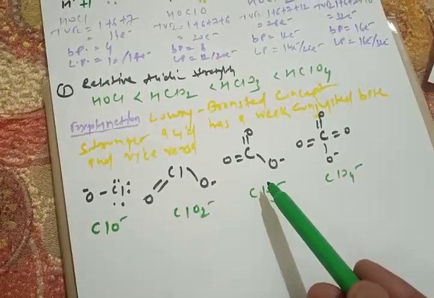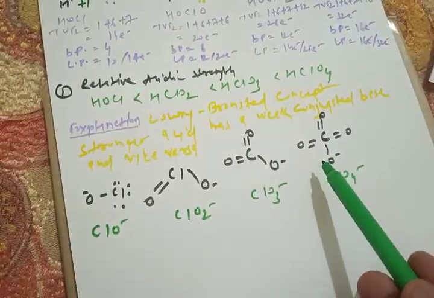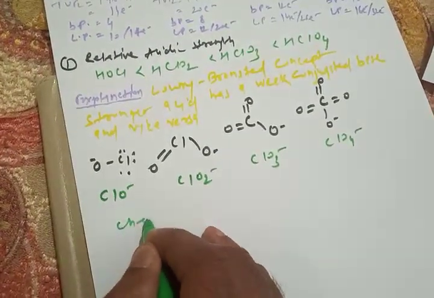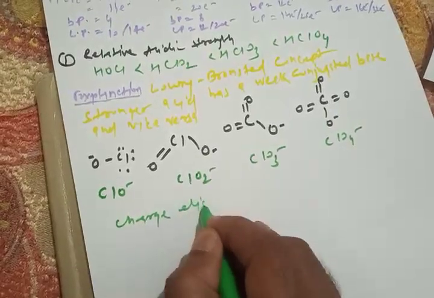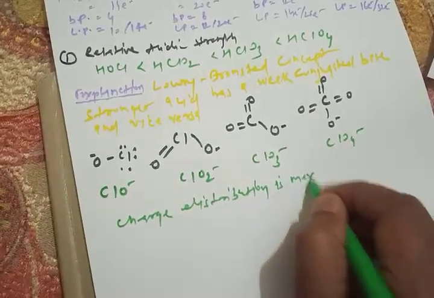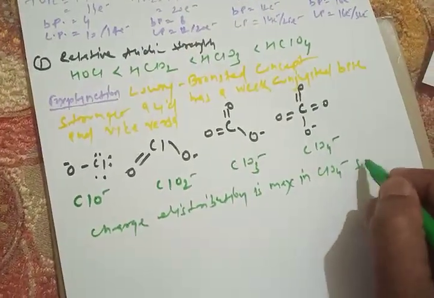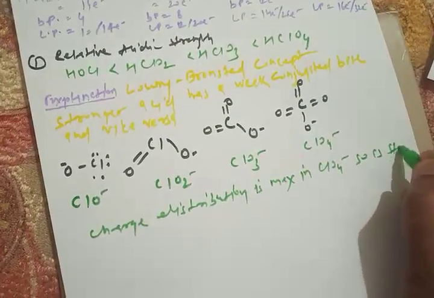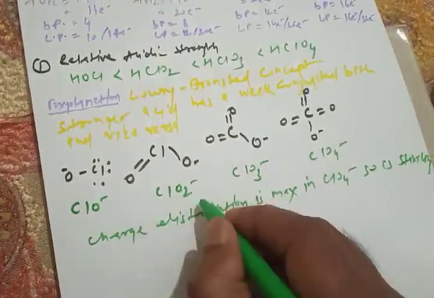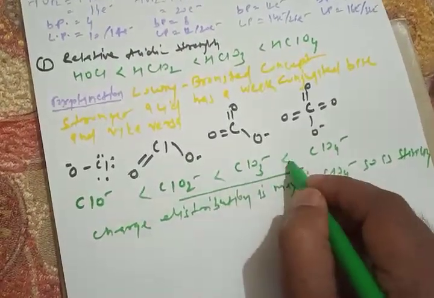Similarly, it also increases in the third case with the availability of two oxygens, and it is maximum in the fourth case. So what is the reason? Charge distribution is maximum in ClO4 negative, and so is stability. If the charge distribution is maximum, stability is also maximum. So this is the order of stability, and this one has maximum stability.